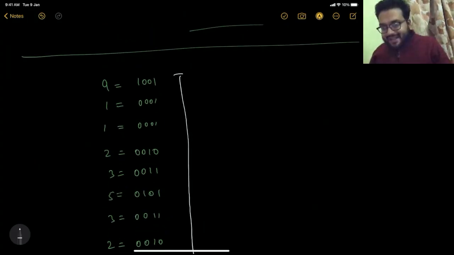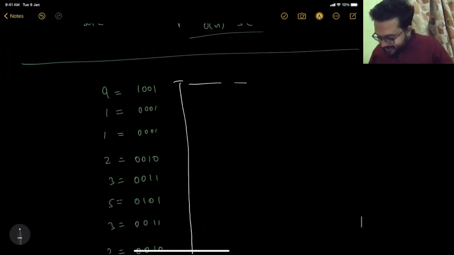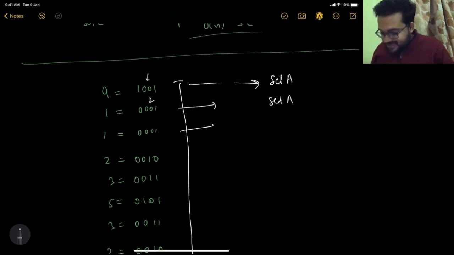In this, the second last bit is 1. I will move this into set B. Second last bit is 0. I will move it to A. Second last bit is 1. I will move to B. Second last bit is 1. Move to B. Again move to B. Move to A. Move to A. Move to A. Is everybody with me?